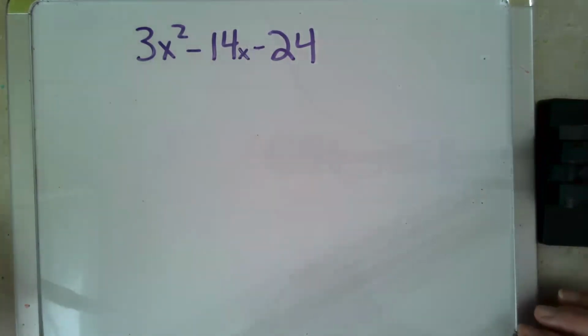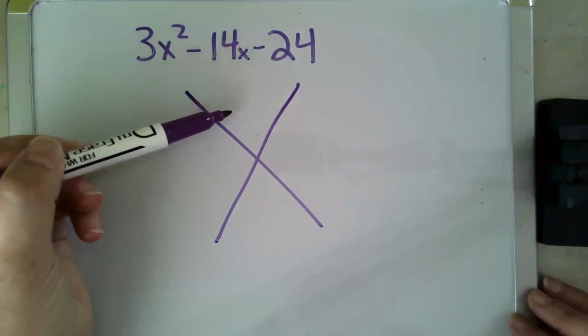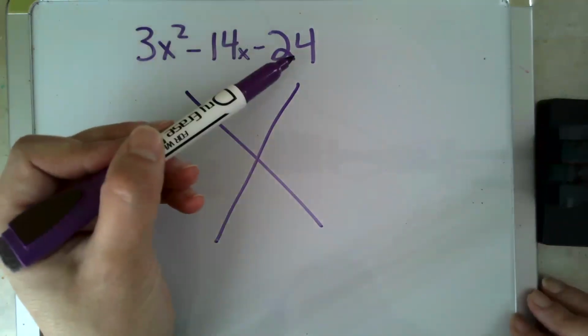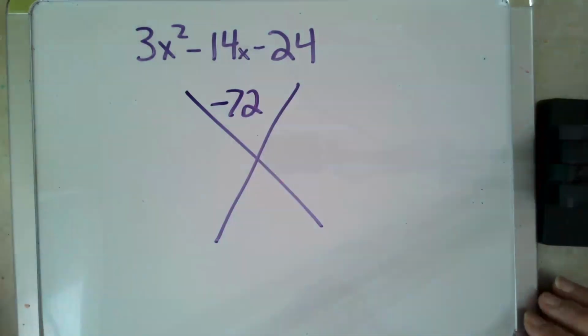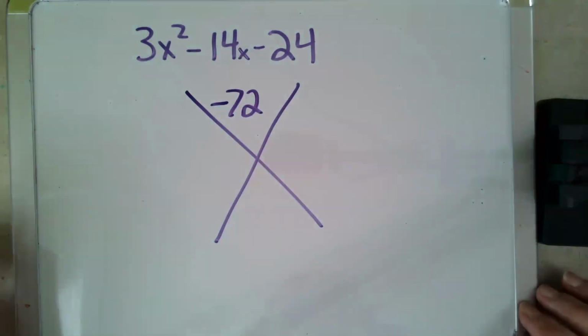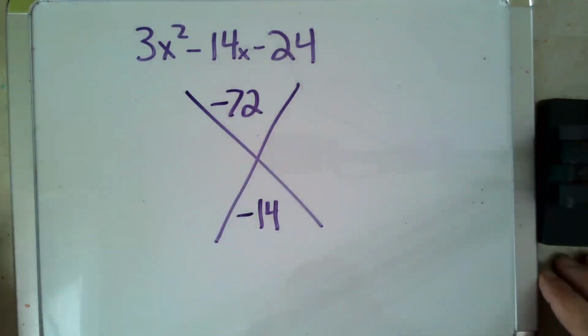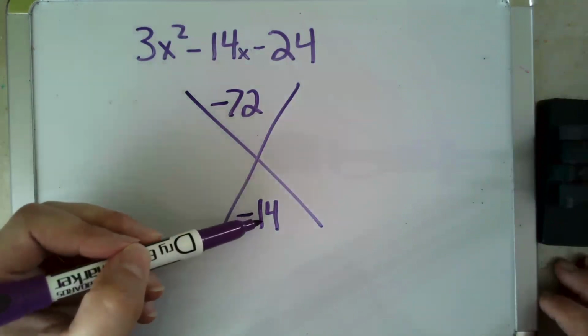Okay, x method starts with an x. What goes up top is AC, the coefficient of the x squared times your constant term, right? Ax squared plus bx plus c, AC. So in this case, that's minus 72. Down below just goes the B. And now the question we're always asking is what multiplies to the top and adds to the bottom?